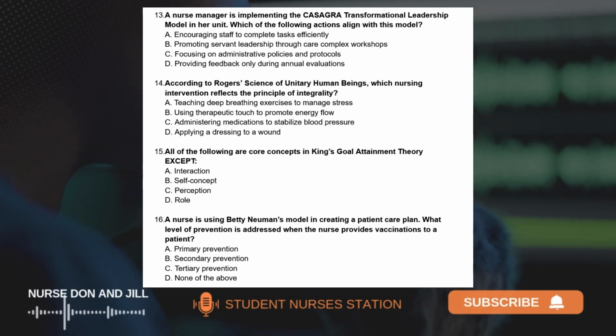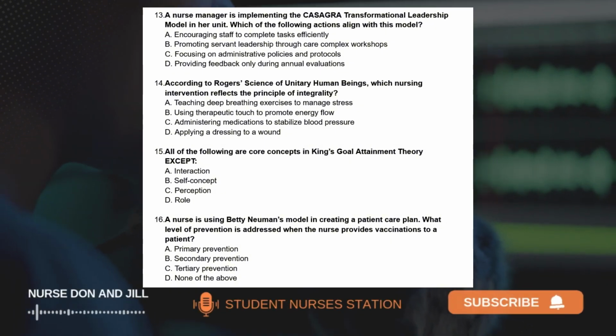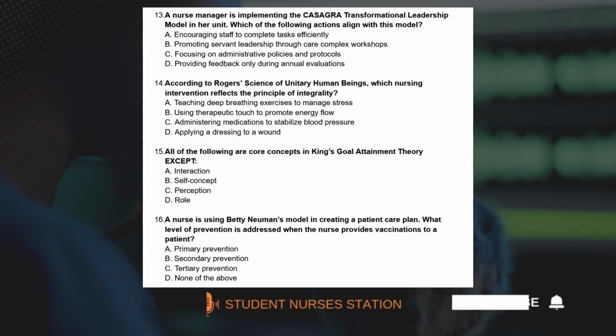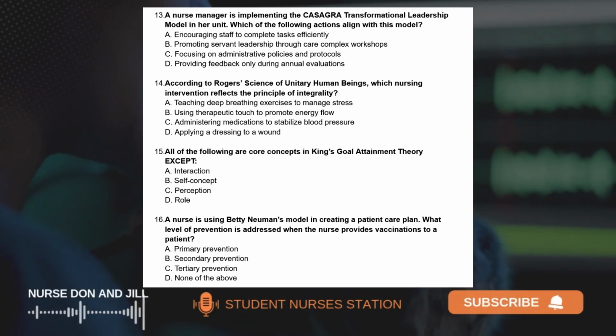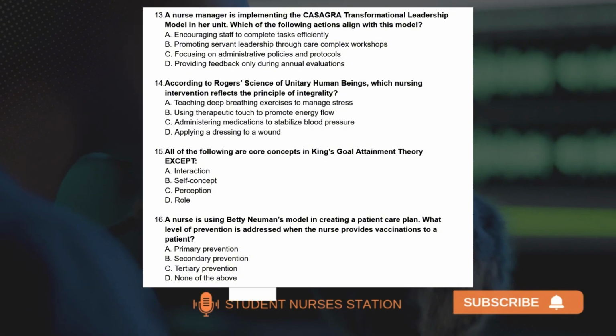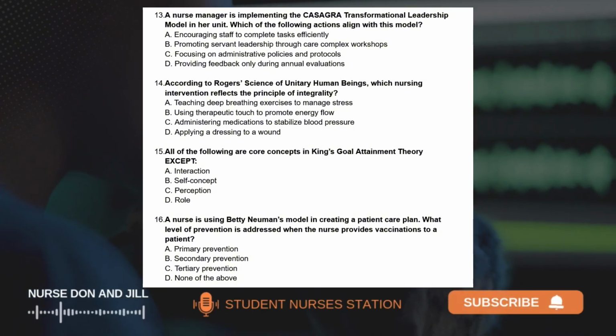All right, here's question 16. A nurse is using Betty Neuman's model in creating a patient care plan. What level of prevention is addressed when the nurse provides vaccinations to a patient? Now, think about those lines of defense in Neuman's model. Okay, so we've got primary prevention, which is stopping the stressor from ever reaching the patient. Then there's secondary prevention, which is about stepping in early to minimize the impact. And lastly, there's tertiary prevention, which is about helping the patient recover.